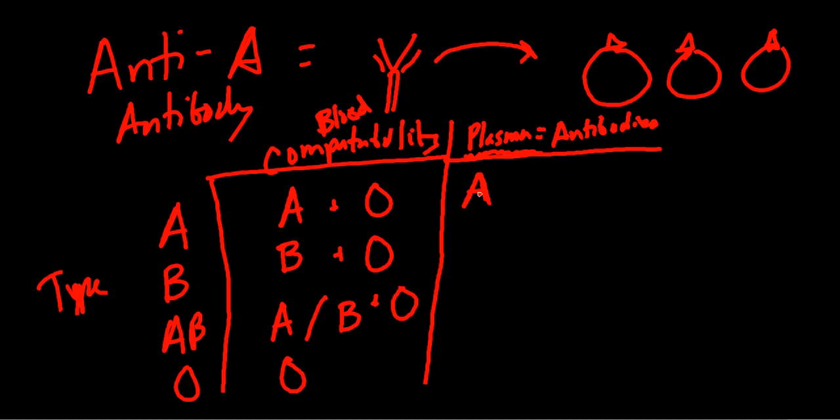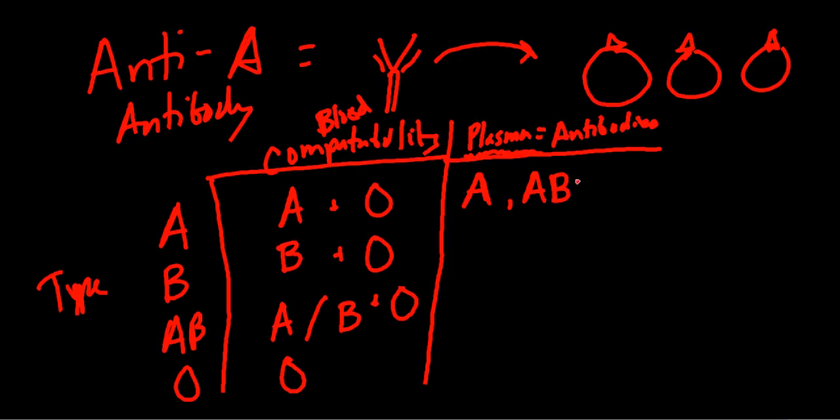Someone with type A blood can receive plasma from someone with type A plasma. Again, a no-brainer. But they can also accept plasma from somebody that is AB positive. Now let's think about this. You're saying, uh-oh, this doesn't make sense.